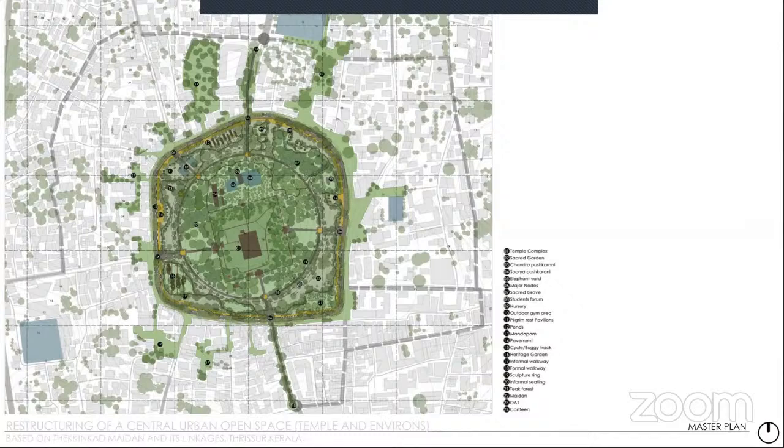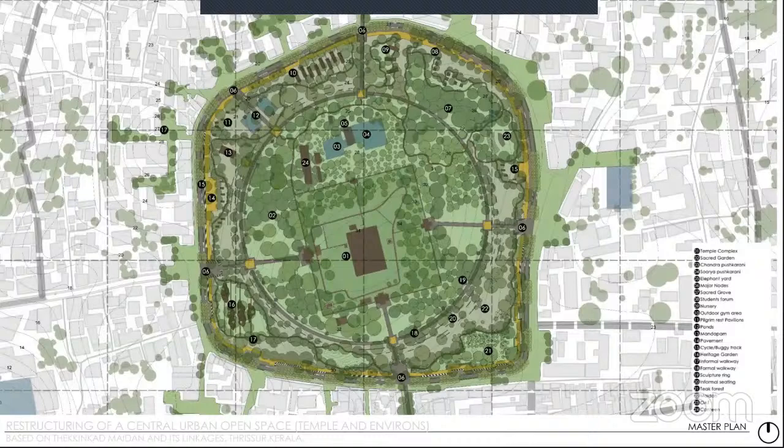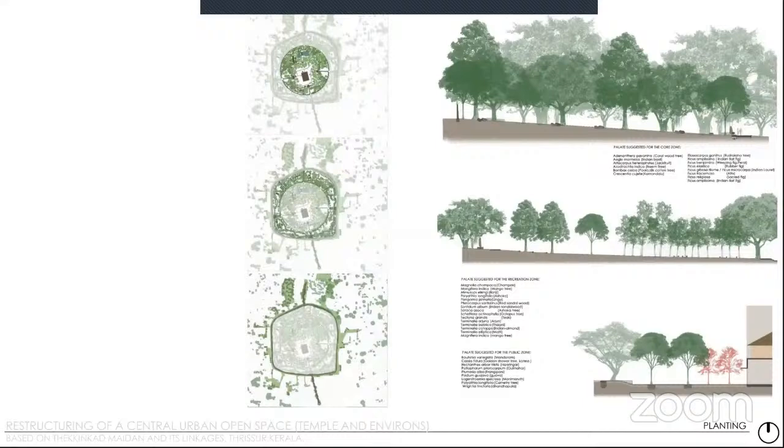Planting strategy explained through sections. The canopy density and character of the vegetation is varying in these zones according to their function. These are the sectional views.